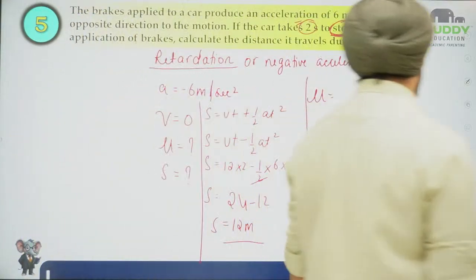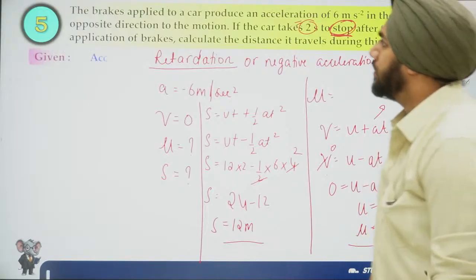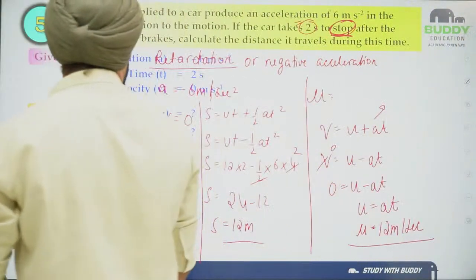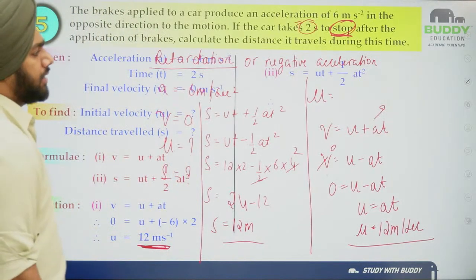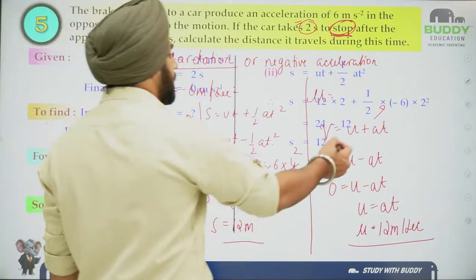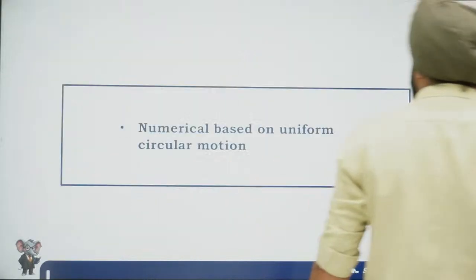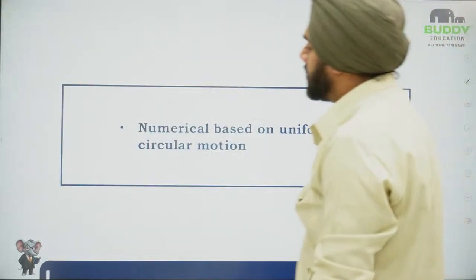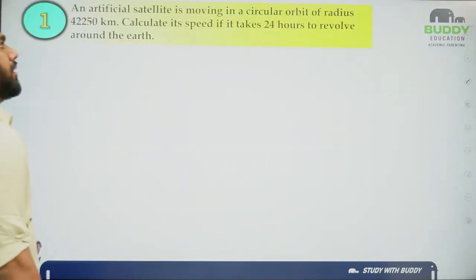Okay, are we clear with this? So the final answer, the velocity is 12 meter per second, and the distance is 12 meter. Okay, this we have already done. Okay, let's go to the last topic, numerical based on circular motion.